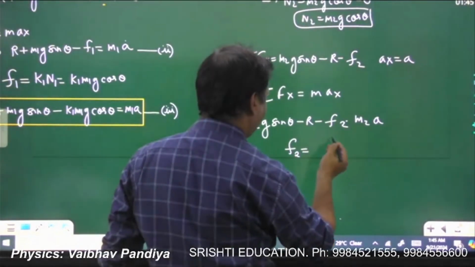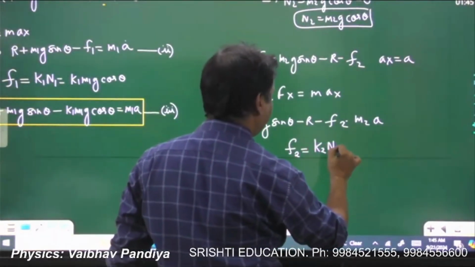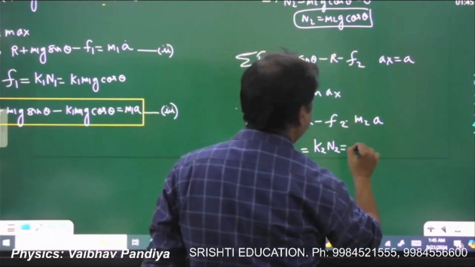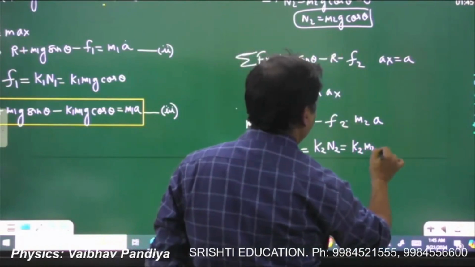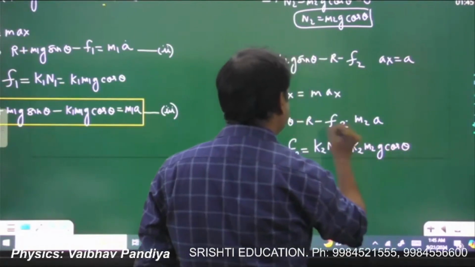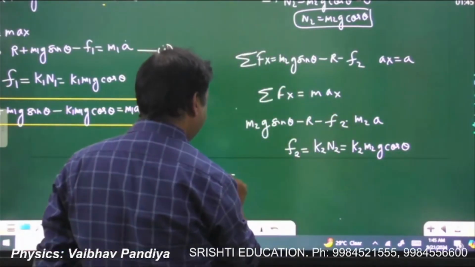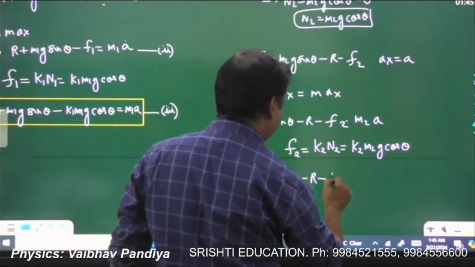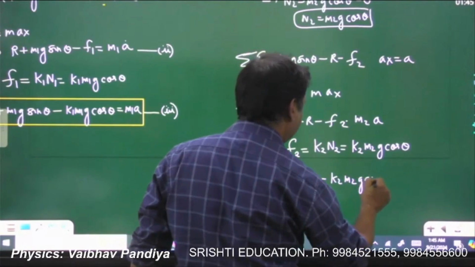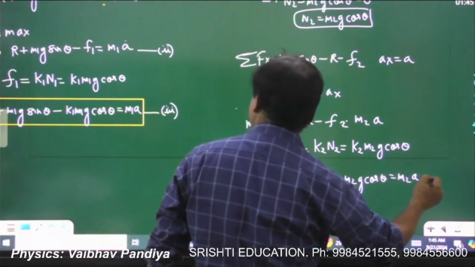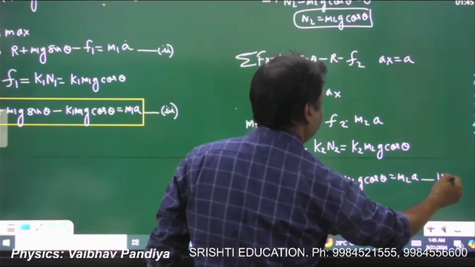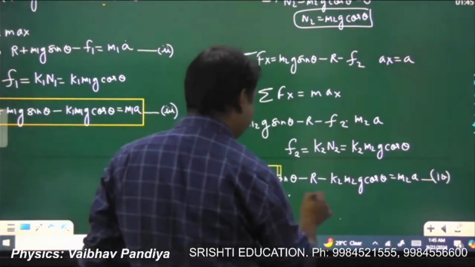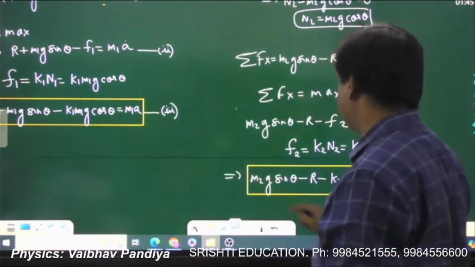And what will be F2? The coefficient of friction for the second block, K2, multiplied by N2, K2 into N2. K2 is the coefficient of friction, and N2 is given as M2g cos theta. So it is K2 M2g cos theta. Put this value of F2 in this equation. So you will have the equation M2g sin theta minus R minus K2 M2g cos theta is M2A. Let it be equation number 4. So you got another equation in terms of R and A.